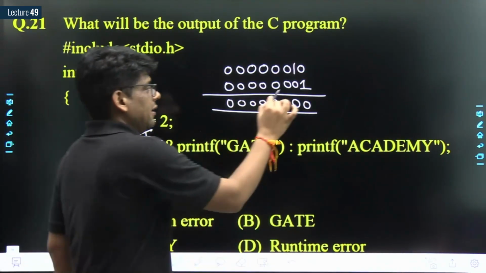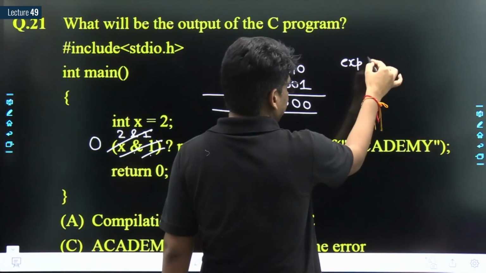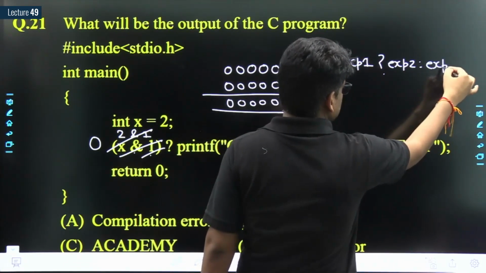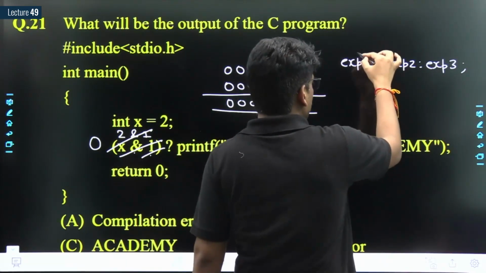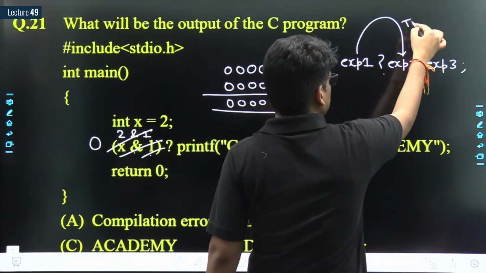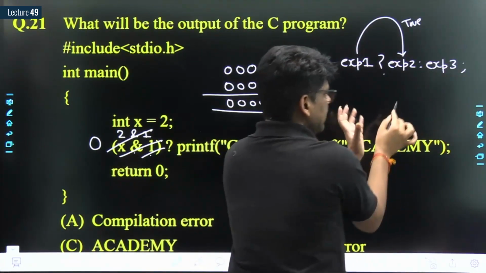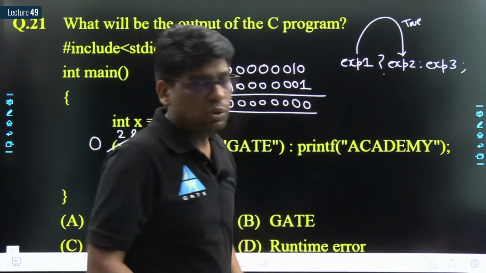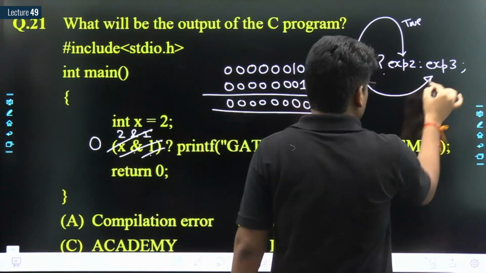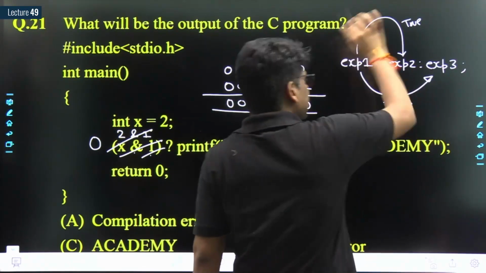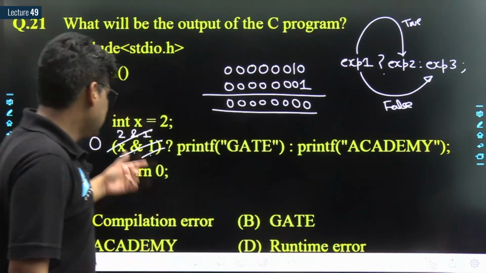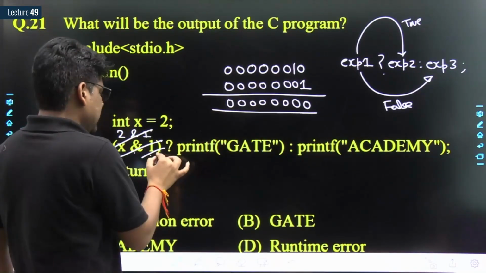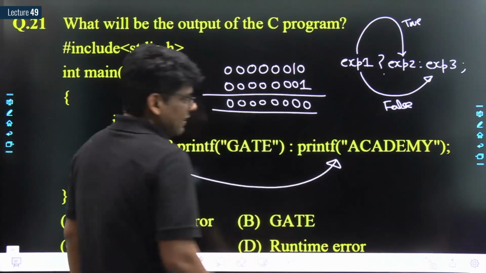False. Sir, how does the ternary operator work? If we have something like this, what does the ternary operator say? If the condition is true, then go to expression 2, and the value of the entire expression is given by it. But if it is false, the value of the entire expression is given by expression 3. Since the value is 0, the value of this entire expression is given by this.